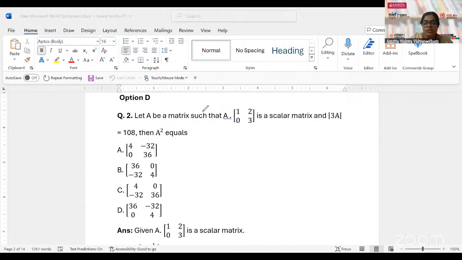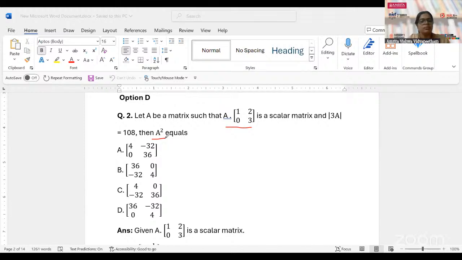Let A be a matrix such that A dot, some other matrix which is given, 2 by 2, 1, 2, 0, 3, is a scalar matrix. So A dot this thing is a scalar matrix, and the determinant of 3A is equal to 108. You need to find the value of A square. We'll read the question once again.